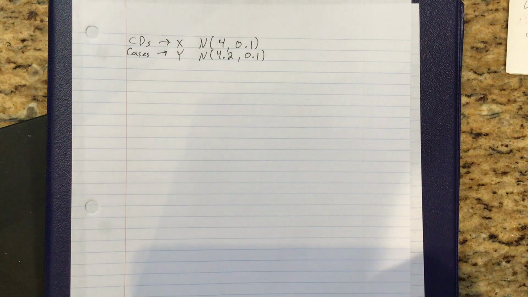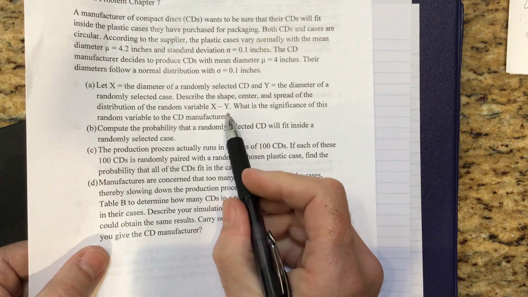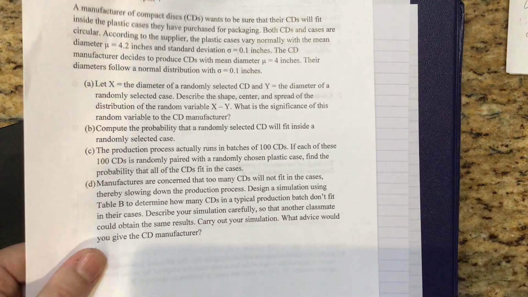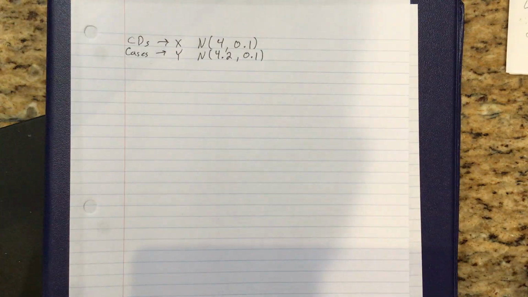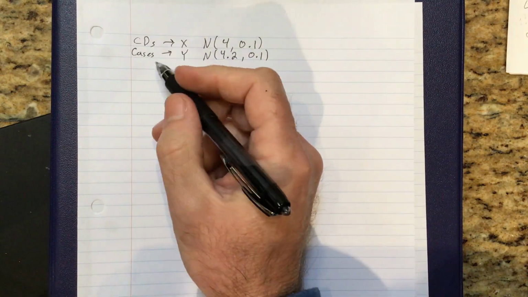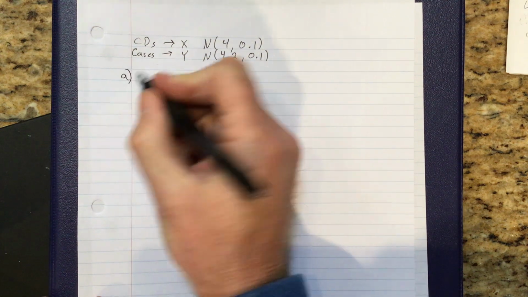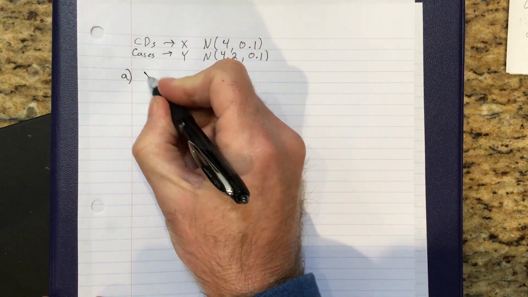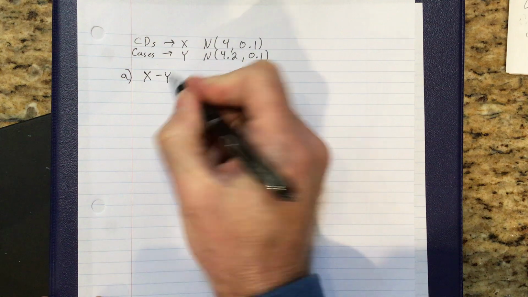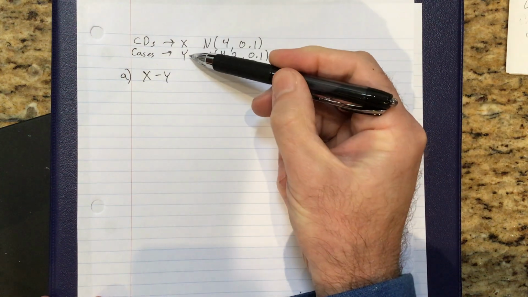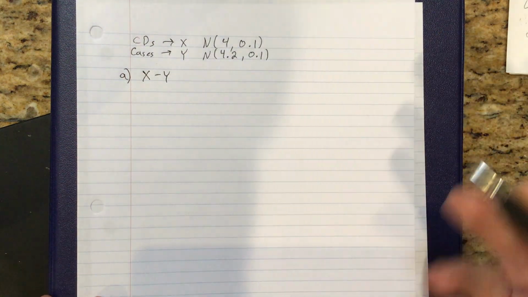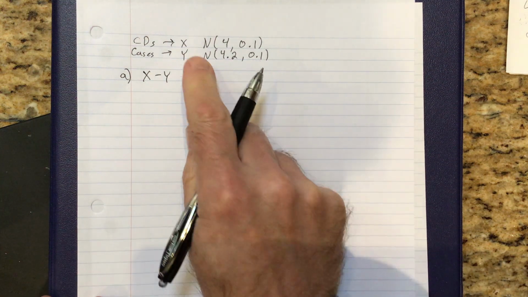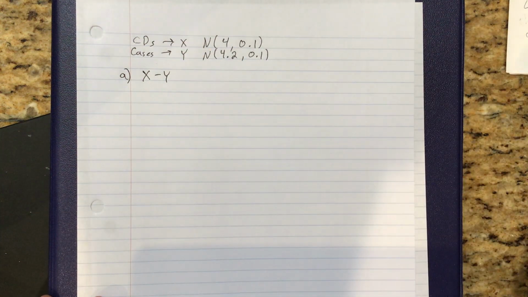So we're going to be investigating the random variable X minus Y. X minus Y would be the CD minus the case. So it'd be a good thing if the CD minus the case is negative, right? Anytime it goes positive, the CD is not going to fit.